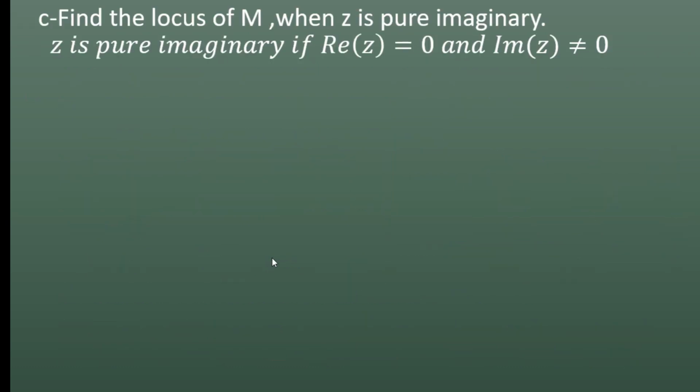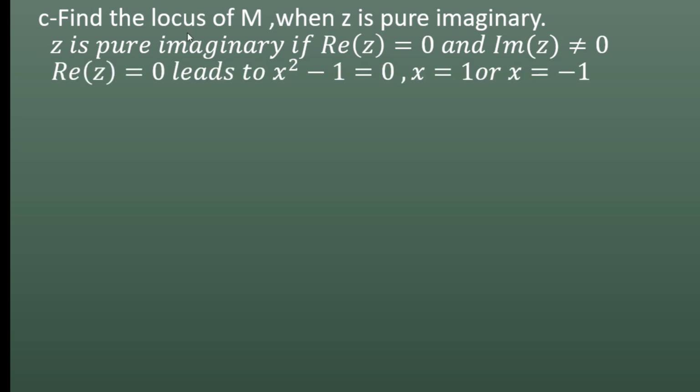Find the locus of M when z is pure imaginary. z is pure imaginary if the real part of z equals 0 and the imaginary part of z is different from 0. The real part of z is x squared minus 1, the imaginary part of z is y plus 1. Real part equals 0 leads to x squared minus 1 equals 0, so x equals 1 or x equals minus 1. Imaginary part different from 0 means y different from minus 1.